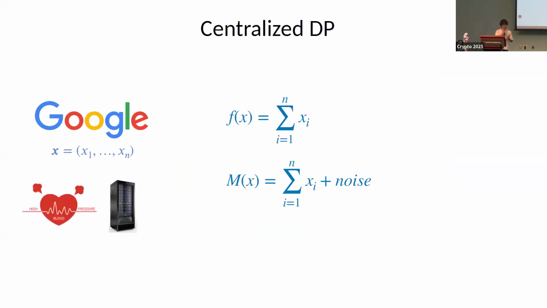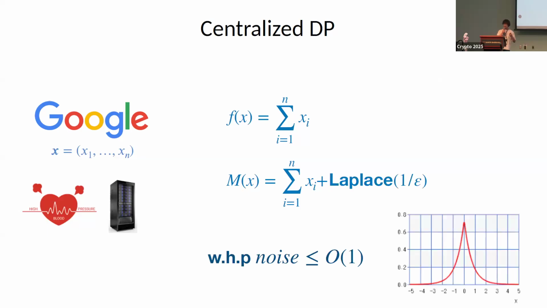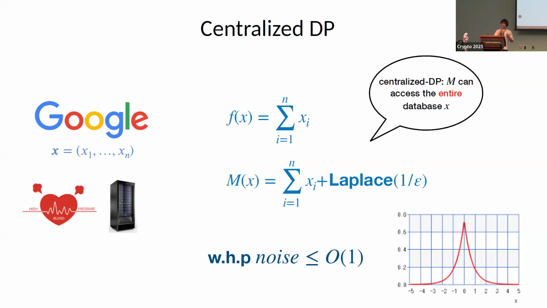Let's see an easy example. Say Google wants to output the number of users with high blood pressure. It can first count this number and then add noise to it. A fundamental mechanism called the Laplace mechanism samples noise from the Laplace distribution, which makes it private. The property of the Laplace distribution guarantees that with high probability the noise is upper bounded by a constant, so we can privately compute the sum with high accuracy. We say it is centralized DP if the mechanism M can access the entire database X.